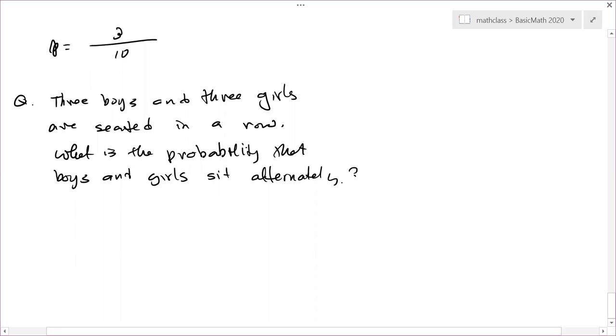All right, so you have to figure out possible patterns for this problem. The possible pattern, you think about boy first, right? Then G and then boy, and G, boy. Or another possible pattern is G first, right?